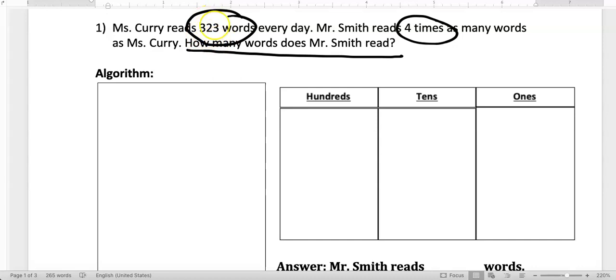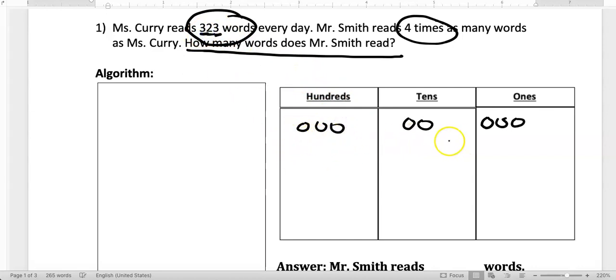So Miss Curry is reading 323 words. Mr. Smith is actually reading 4 times as many. So I know that he's going to read 323, actually, he's going to do that 4 times. So in my place value chart, I'm simply going to break down this number, and I'm going to write it 4 times because that's how many times Mr. Smith outread Miss Curry. So we have 323. It's 3 ones. I'm going to simply draw my circles there. 3 ones. I have 2 tens coming over in my tens place, putting 2 circles there. I have 3 hundreds.